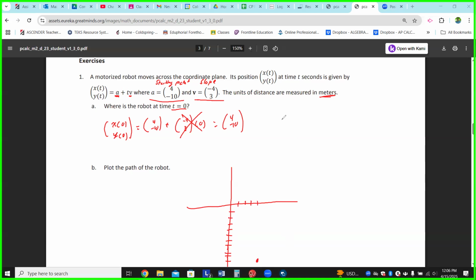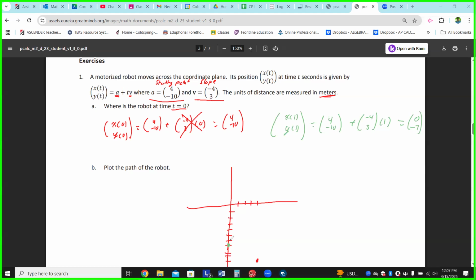Exactly. That was the other alternative. So I could do this, which is x of 1, y of 1. Basically, we're going to figure out where the robot has landed after 1 second. When I multiply by 1, is it really going to change that vector? No. So I can just straight up add here. What's 4 plus negative 4? 0. What's negative 10 plus 3? Negative 7. Very good. So that means I'm going to now be 7 down right here.